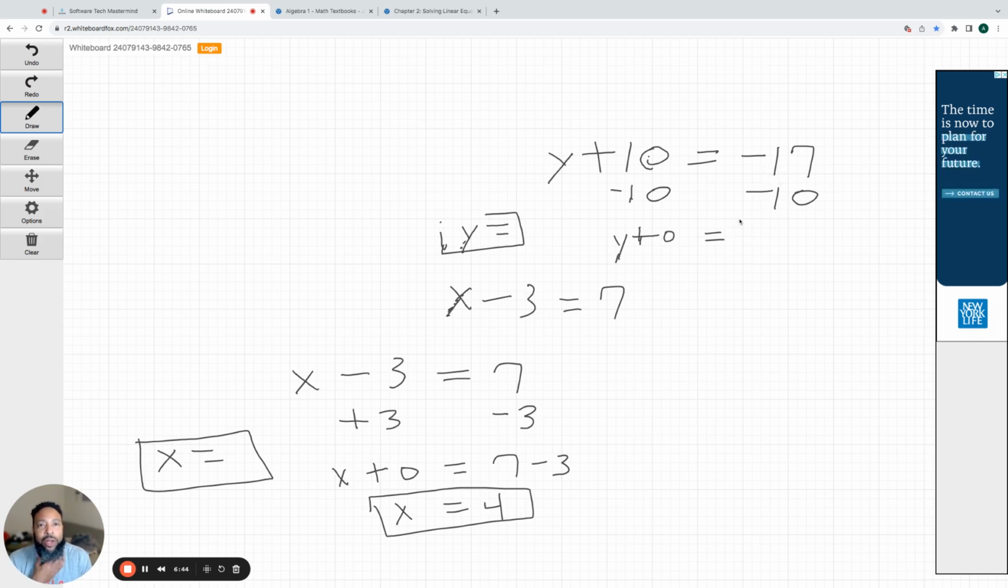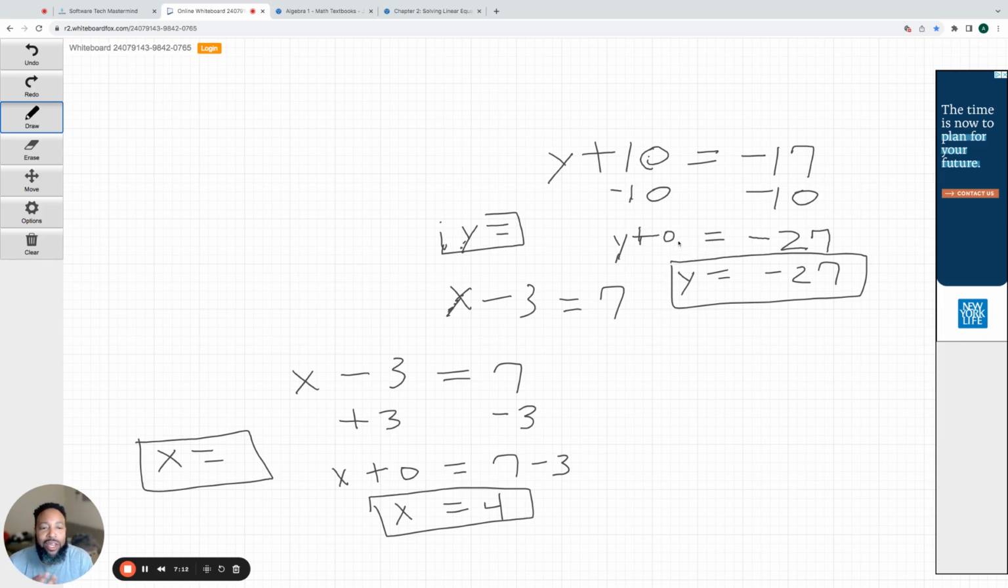So when you're dealing with negative numbers, adding negative numbers, you're going to keep the negative, and then you just add the numbers. 17 plus 10 is 27. Right, so now we have y plus 0 equals negative 27, so y just equals negative 27. That's your answer. So now you want to go back and check.